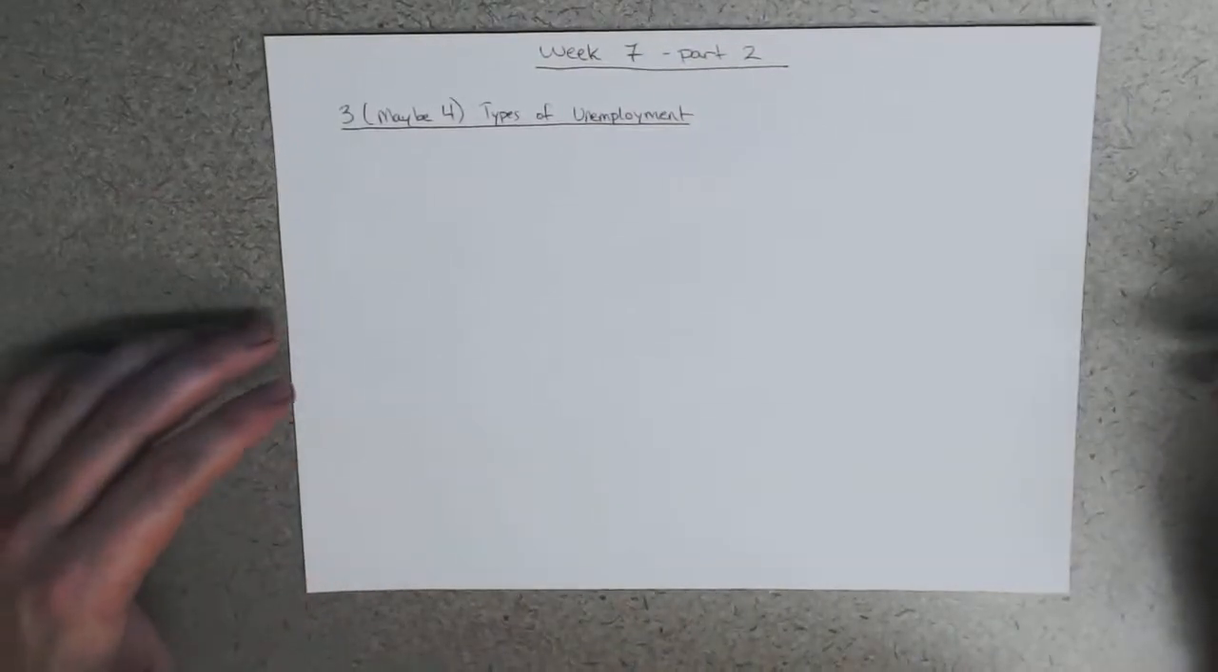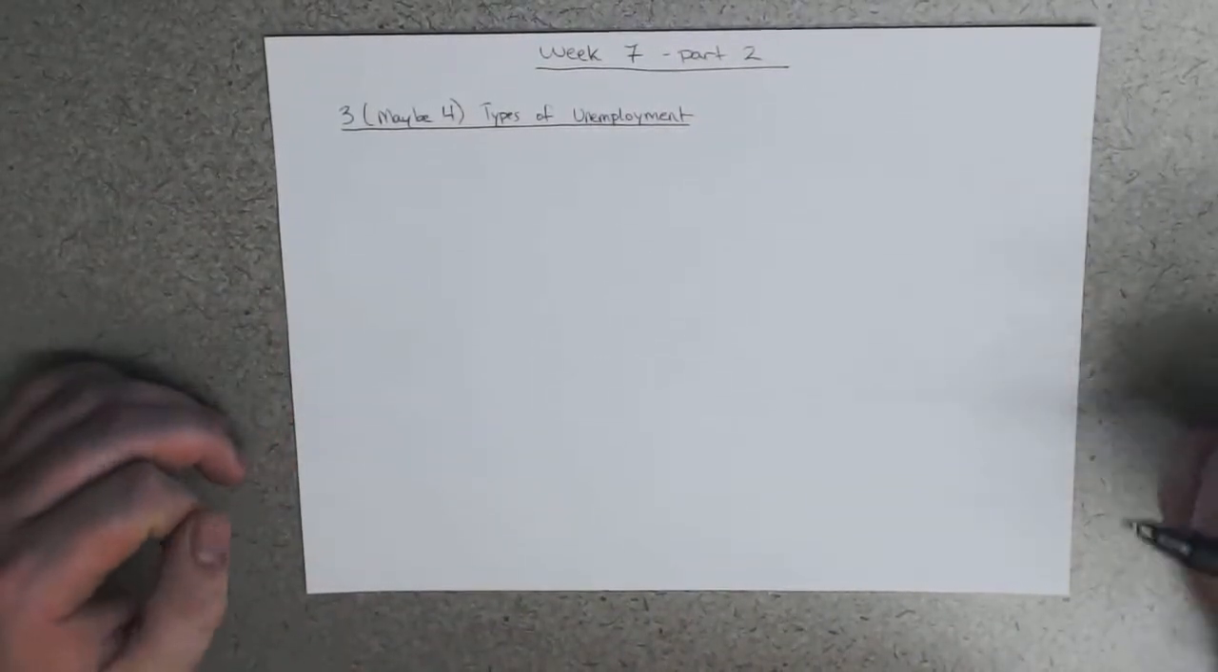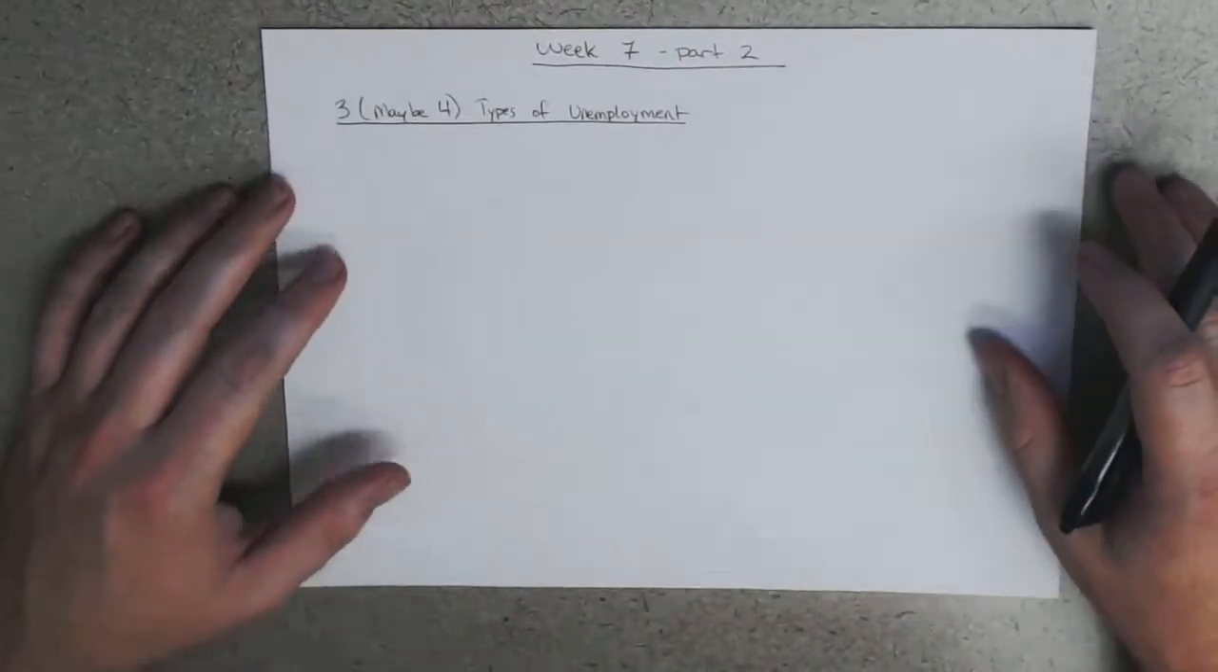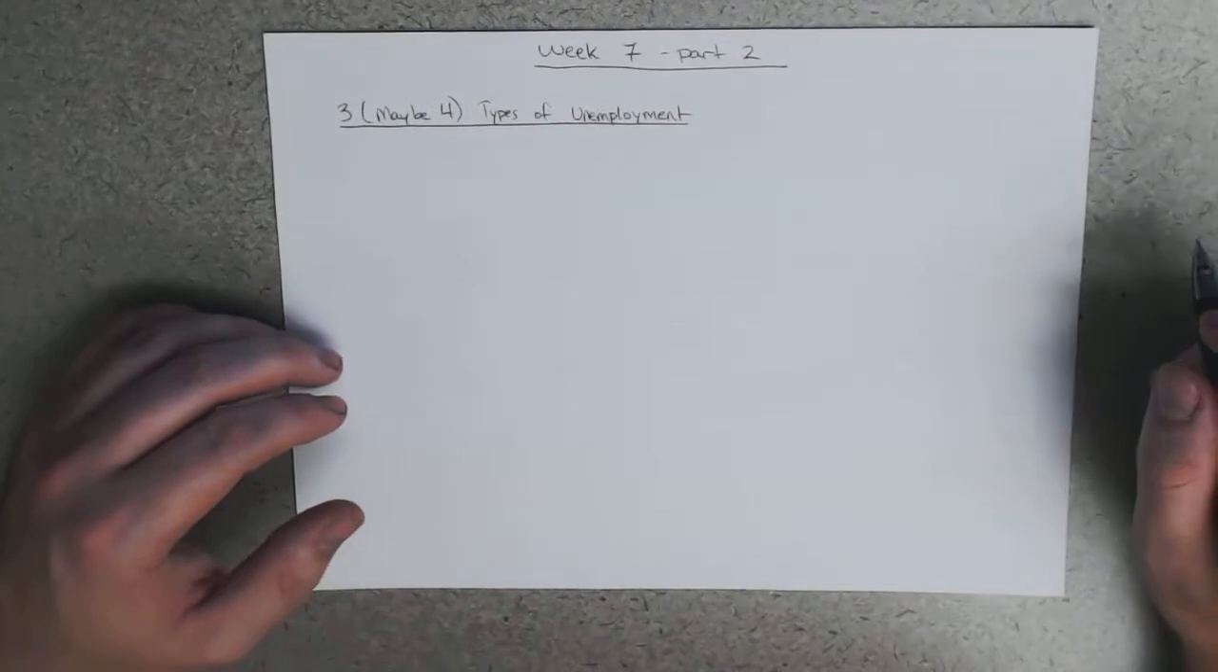Okay, so in this video we're going to talk about the 3, maybe 4, and you'll see why I put maybe 4, types of unemployment.